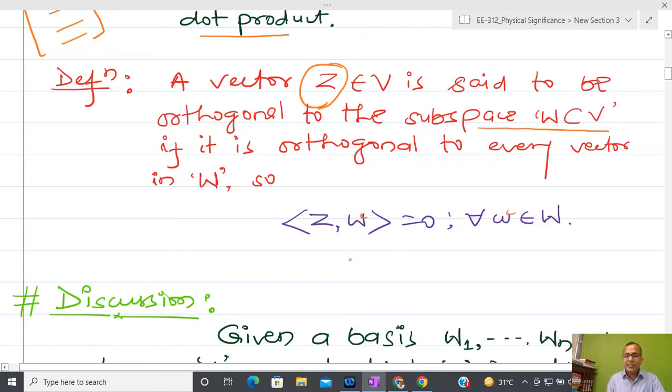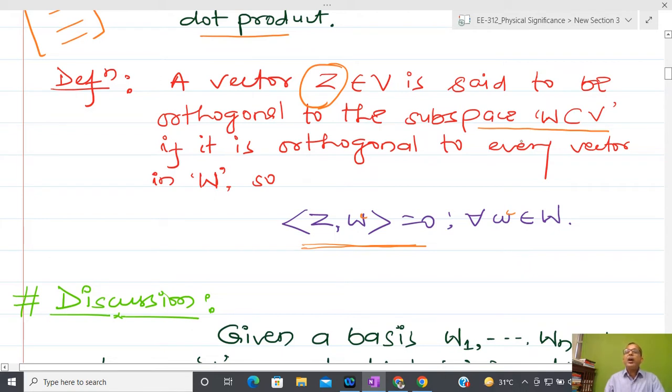What I mean to say is that if I tell you that this vector z is orthogonal to this subspace, then I have to check for all vectors. I can take any arbitrary vector from this subspace of vector space V, and at that time I have to check whether the dot product is 0 or not. If it is 0, then I can say that this vector z is orthogonal to this subspace W.